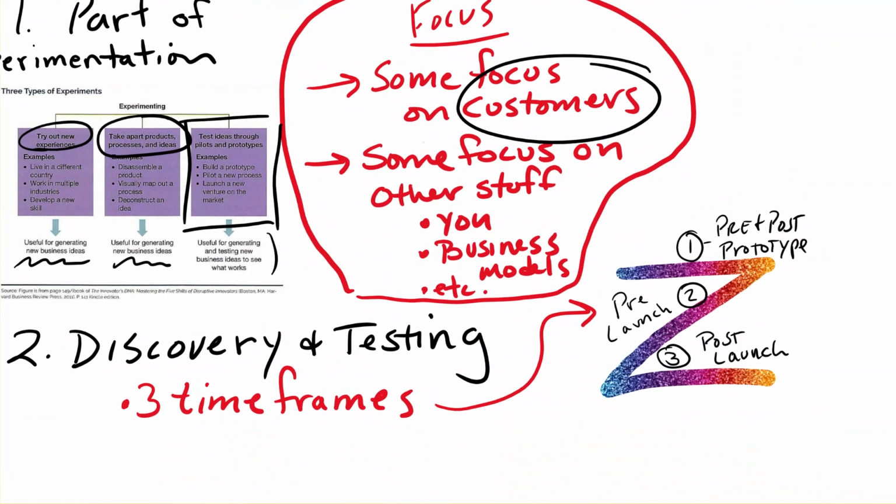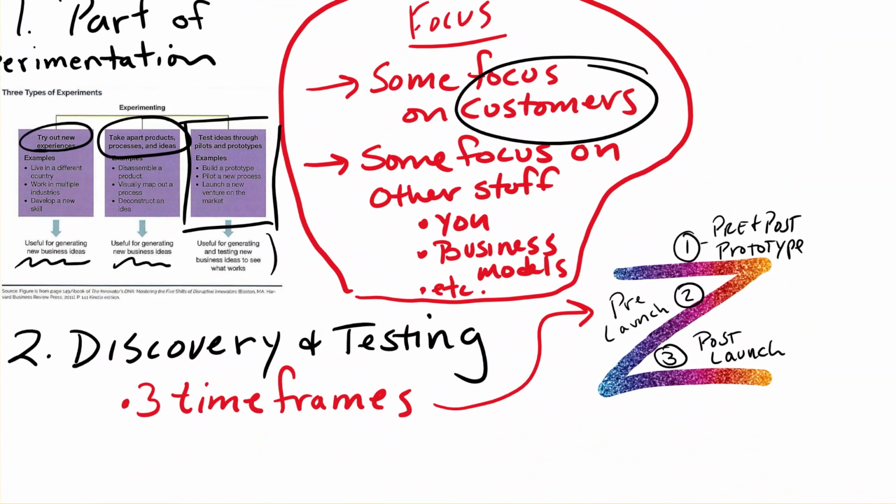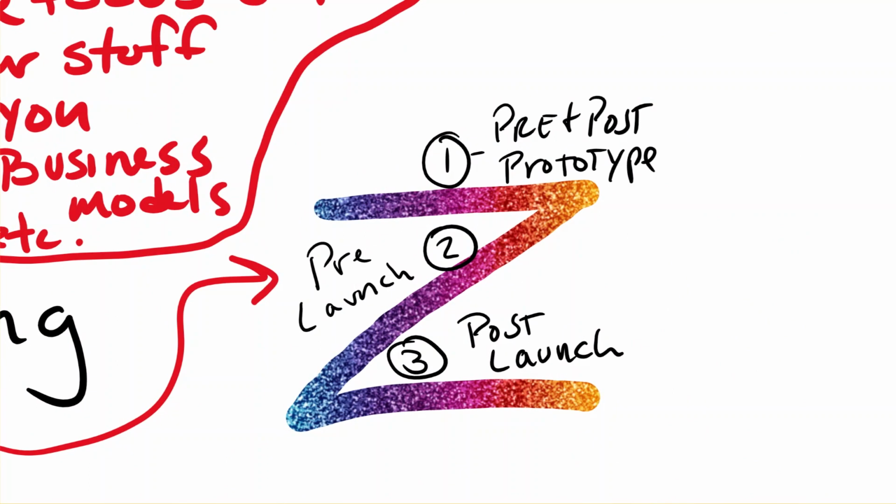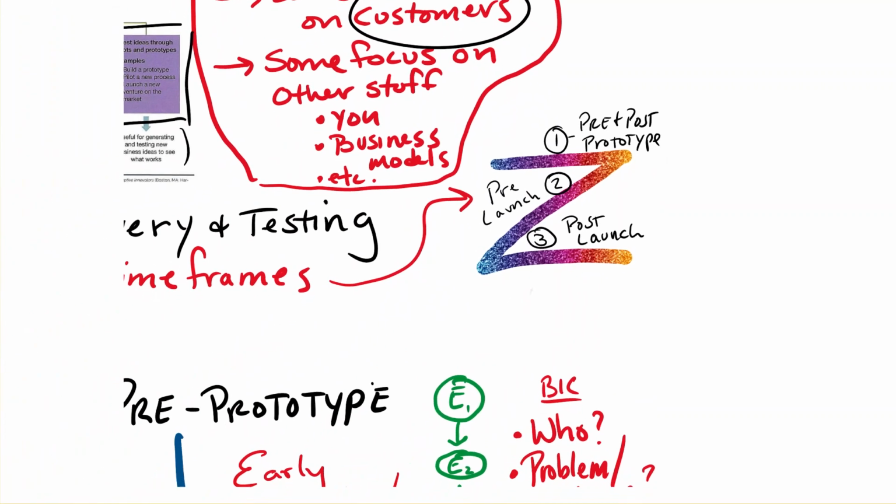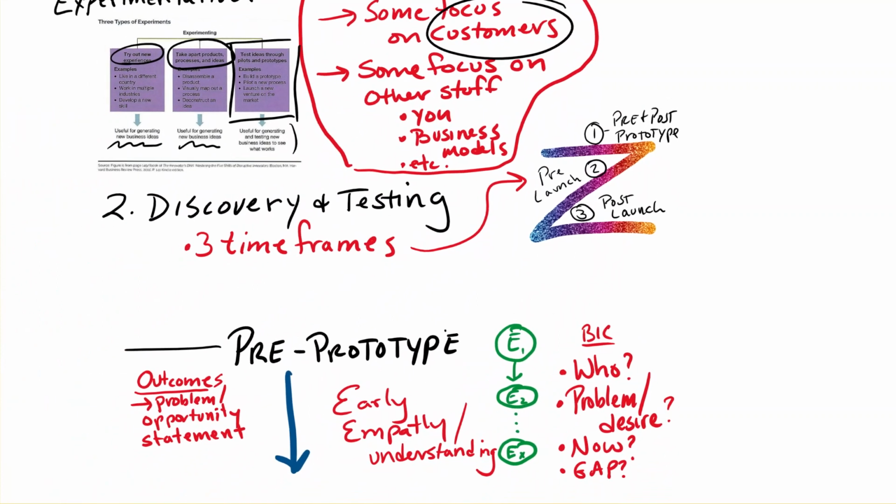So let's take a look at what we're talking about in terms of time frames. Really, we're doing discovery and testing in three different time frames. You should be familiar with the Z model. We have pre and post prototypes in phase 1, and pre-launch and post-launch in phase 2 and phase 3. And for the interest of our different projects in class, Venture Project 1 typically is dealing with pre and post prototype. Then Venture Project 2 is dealing ultimately with trying to get to launching your own venture, which will involve your pre-launch activities and your post-launch activities.